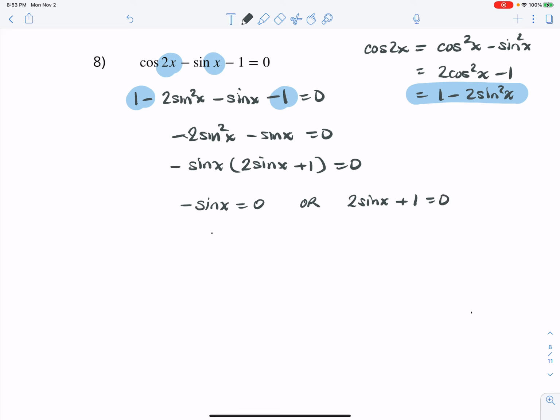Sine x equals 0 means x could either be 0 or pi. So there's 2 of the solutions. Coming over here, if I isolate sine of x to one side, I get negative 1/2.